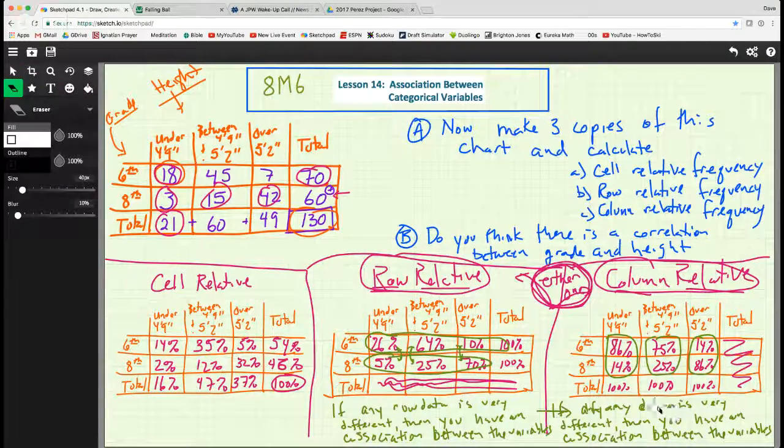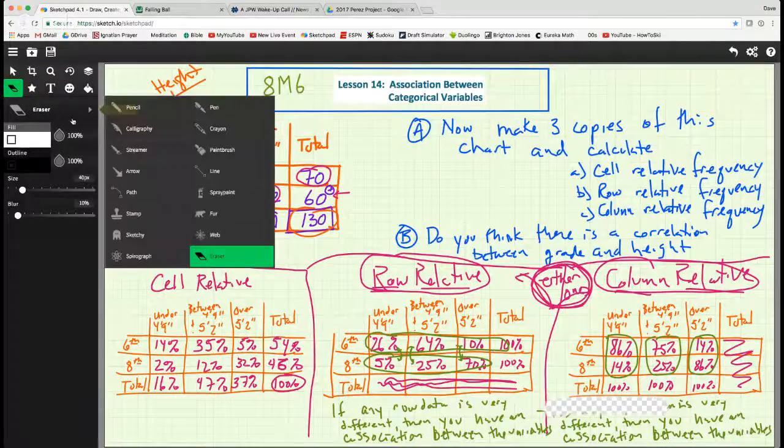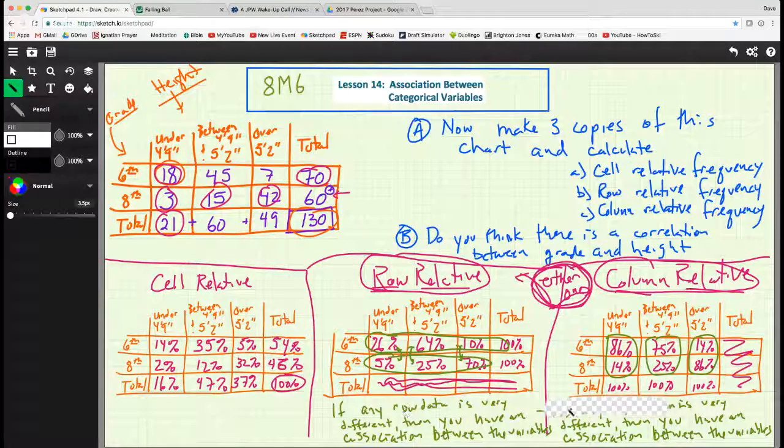What I'm trying to say is, instead of if any row data, the answer is if any column data is very different, then you have an association between the variables. Okay, now let me show you this.